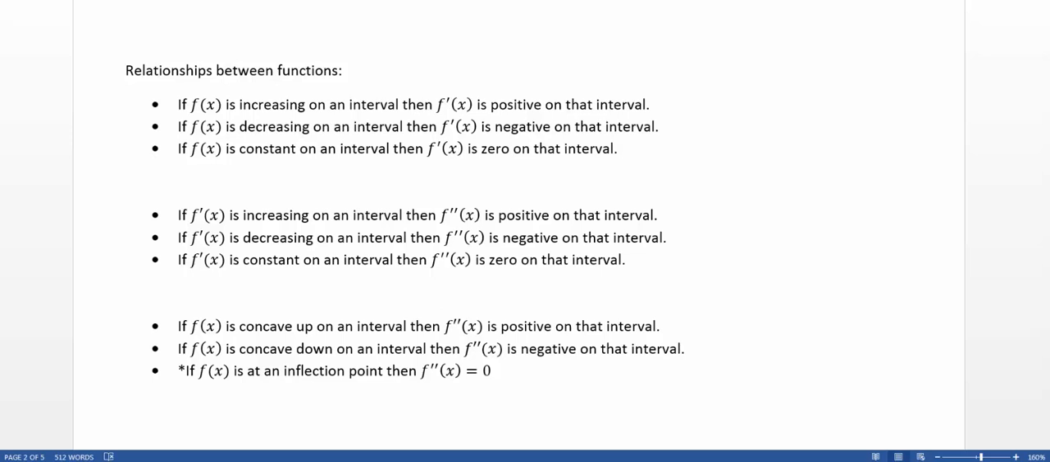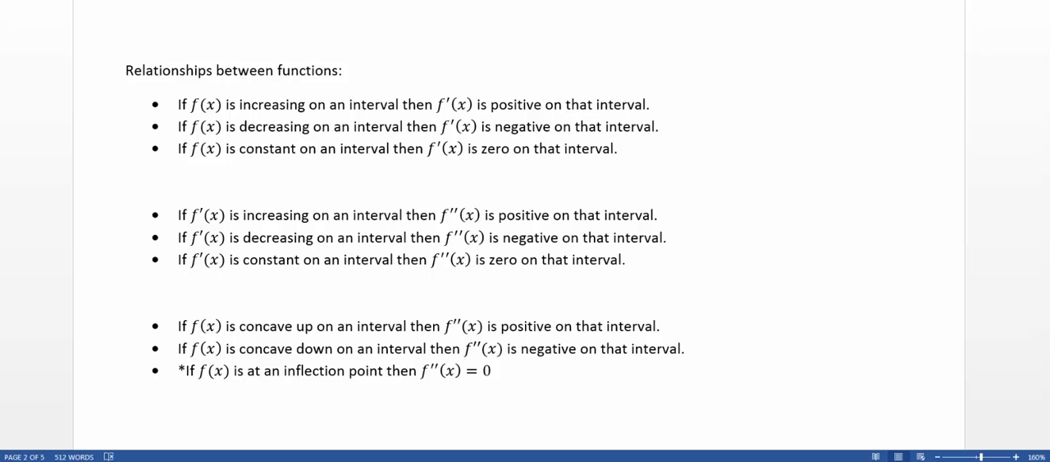So again, if f of x is increasing, then the first derivative is positive. If f of x is decreasing, the first derivative is negative. If f of x is constant, the first derivative is 0. If the first derivative is increasing, the second derivative is positive. If the first derivative is decreasing, the second derivative is negative. If the first derivative is constant, the second derivative is 0.